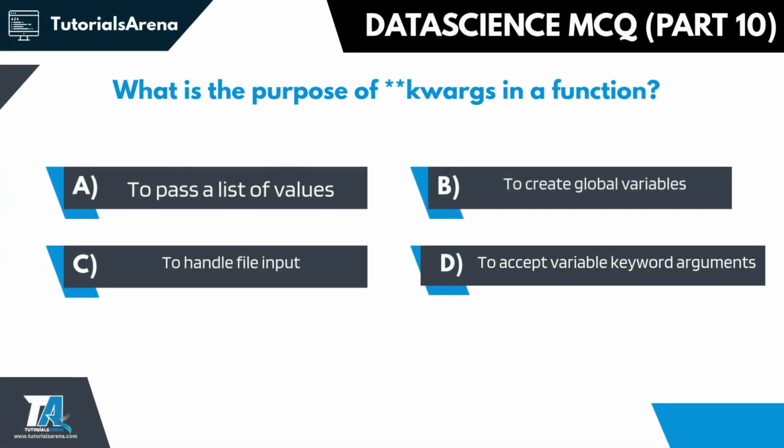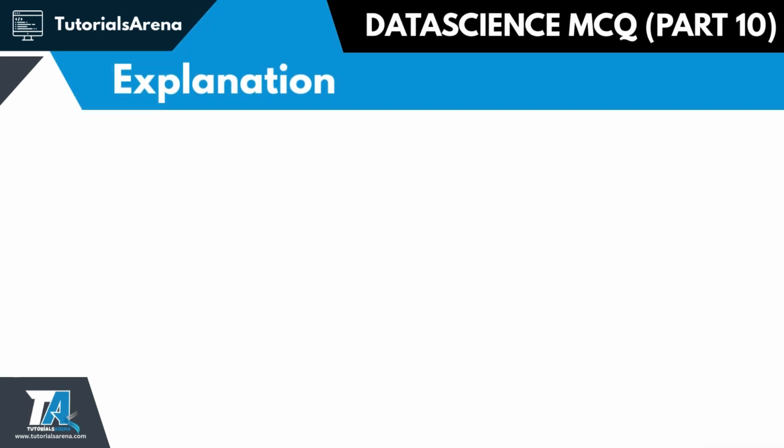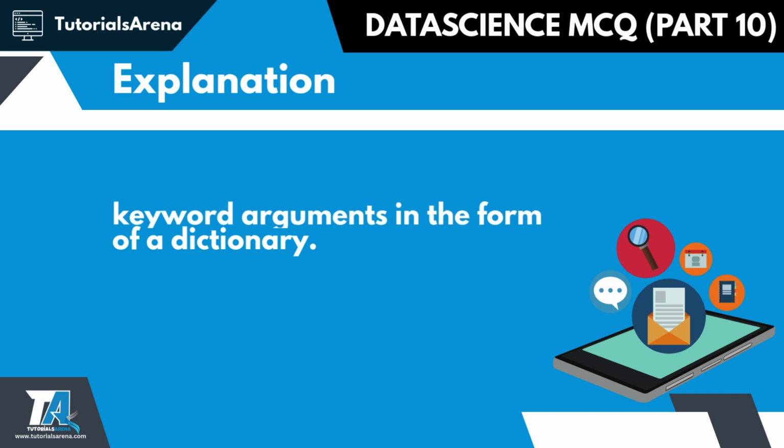What is the purpose of **kwargs in a function? The correct option is option D, to accept variable keyword arguments. **kwargs captures variable keyword arguments in the form of a dictionary.